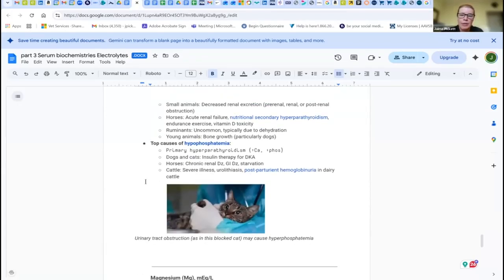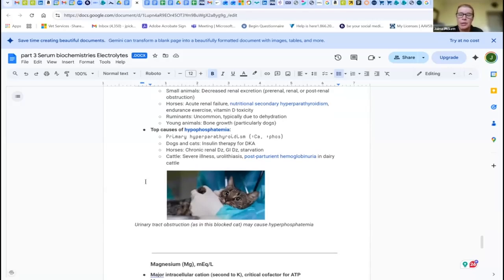So top causes here of hypophosphatemia, so a decrease. It can occur with primary hyperparathyroidism, insulin therapy in DKA, chronic renal disease in horses, severe GI disease, or post-partum hemoglobinuria, sorry, it's a lot to say, in cattle. If hypophosphatemia gets too low, red cells become fragile and can hemolyze.